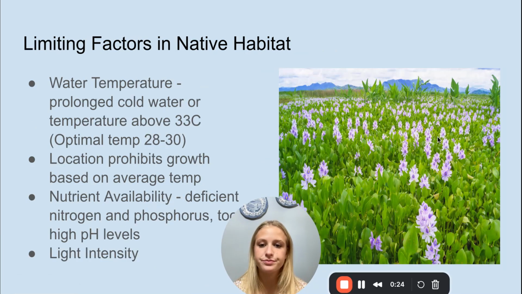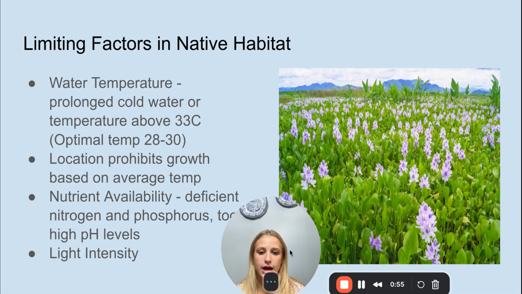limits growth of algae. Some limiting factors in its native habitat is that it does have a water range. It cannot be in prolonged cold water or temperature above 33 degrees Celsius. Its optimal temp is between 28 and 30 degrees Celsius. And due to this water temperature, it does have location limiting factors. So it can't be anywhere with too cold water because it won't grow.